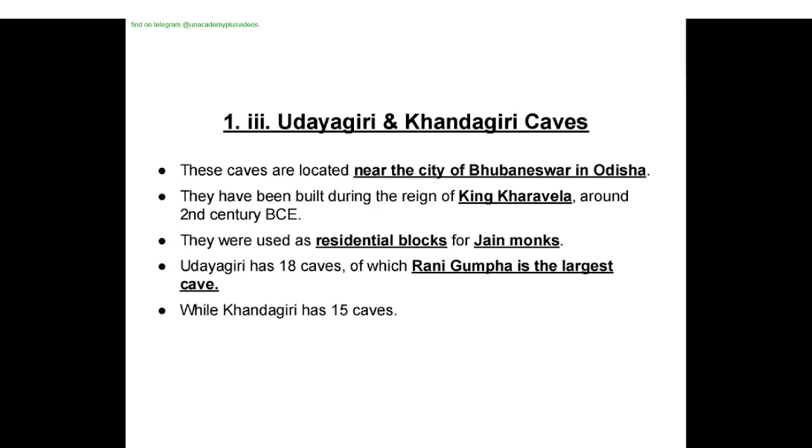Moving forward, Udaygiri and Khandagiri Caves. These caves are located near the city of Bhubaneswar in Odisha. They were built during the reign of King Kharavela around the 2nd century BC. They were used as residential blocks for Jain monks. So you should remember Udaygiri, Khandagiri, Bhubaneswar, King Kharavela and Jain monks. Udaygiri has 18 caves, of which Rani Gumpha is the largest, while Khandagiri has 15 caves, present in Bhubaneswar, Odisha, used by Jain monks.